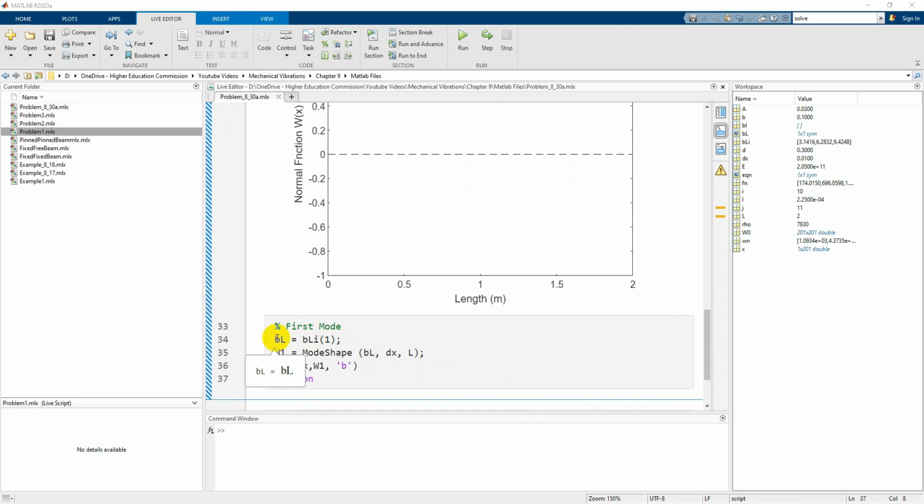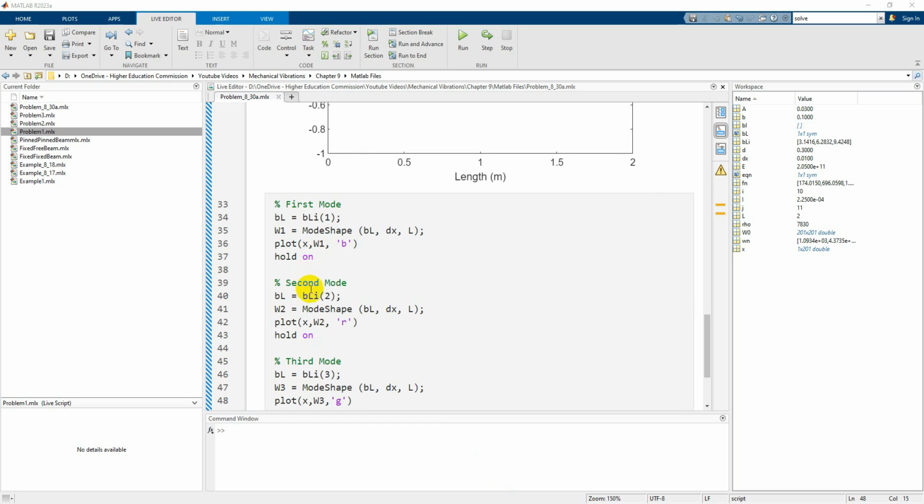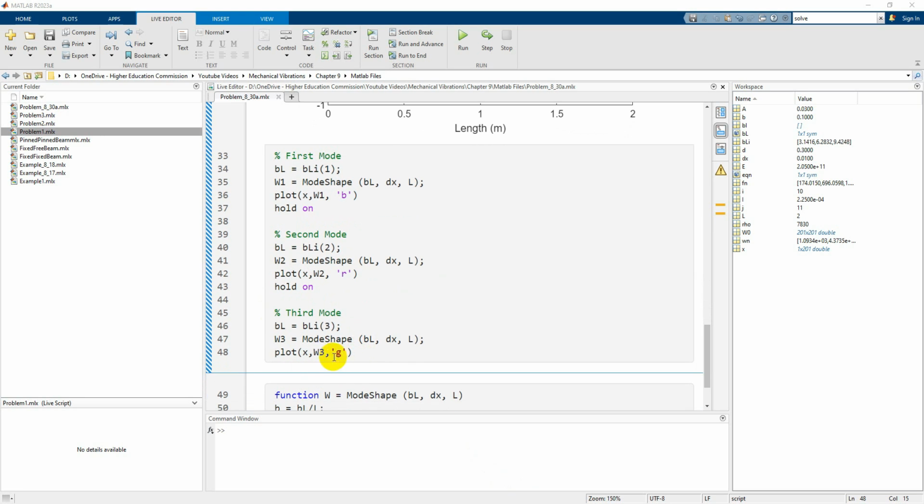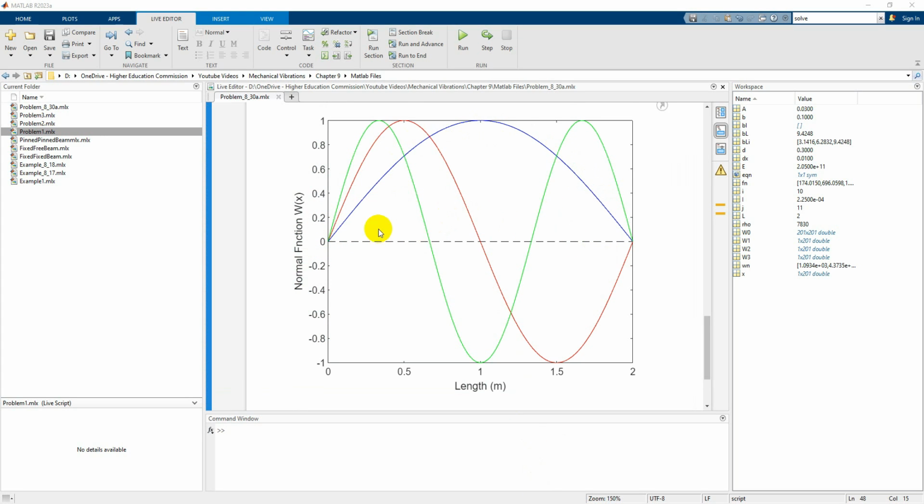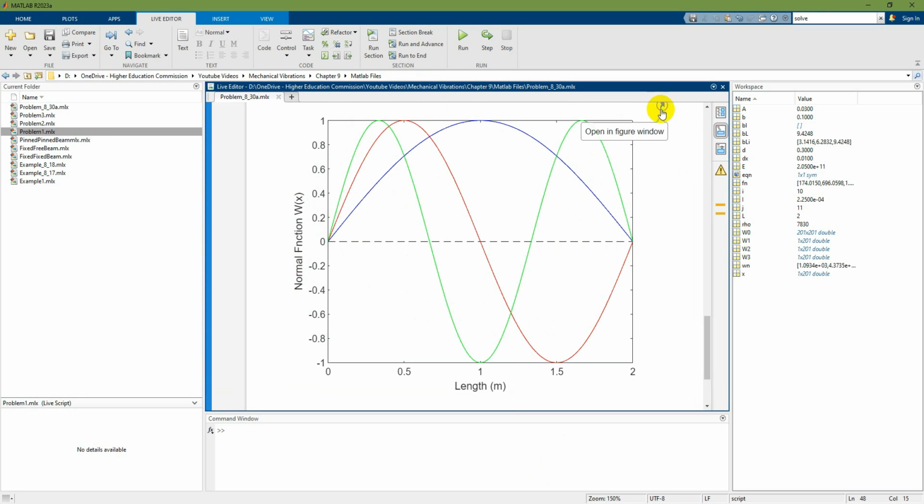Then there is the first mode, and for the first mode I am using BL1. Because this BL is here, you can see it contains values of beta L. So I'm giving that as input, and then dx, which I have already defined, is 0.01 and L is 2. And I'm going to plot x versus W1. This is the first mode with the blue color. So I've just copied the first mode to the second mode. So BL is the second value of that vector, and then it plots W2, and similarly the third mode, and then it's going to plot that as green. So first mode as blue, second mode as red, and the third mode as green. So now these are the three mode shapes. The blue one is the first one, red is the second one, and then green is the third one.